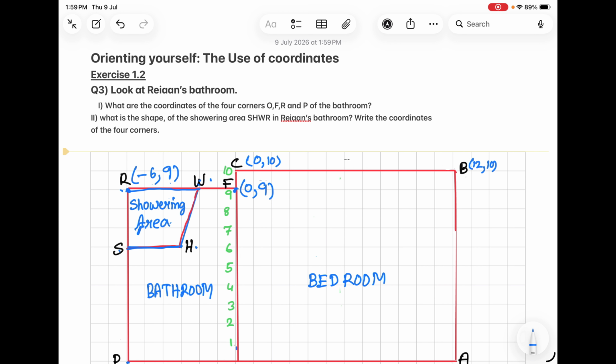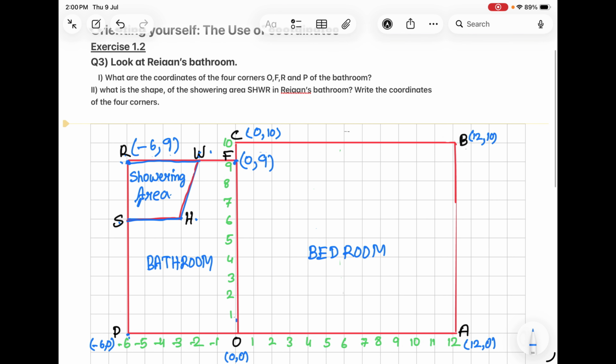And what are the coordinates of the four corners S, H, W, R? Already we have found the coordinates of R. So we have to find the next 3 points. So S, what are the coordinates? This is -6, and 6. And H, -3 and 6. And coordinates of W, that means -2, 9. This is the coordinates of W, and R is -6, 9.